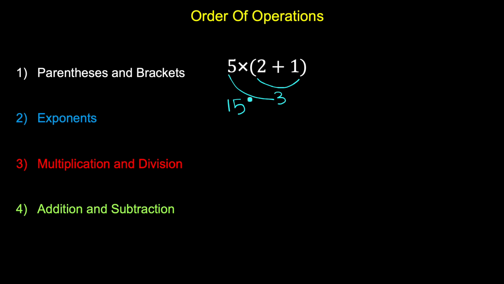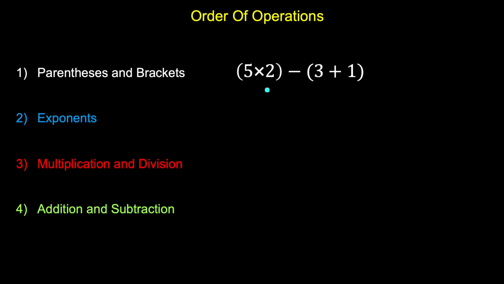But if we have a problem that has more than one set of parentheses, like this, in such cases, it doesn't matter which set of parentheses you do first. We just need to simplify all parentheses and then do other operations. So 5 times 2 equals 10. And here in parentheses, we have 3 plus 1 equals 4. So 10 minus 4 equals 6. So we first do parentheses and then subtraction.